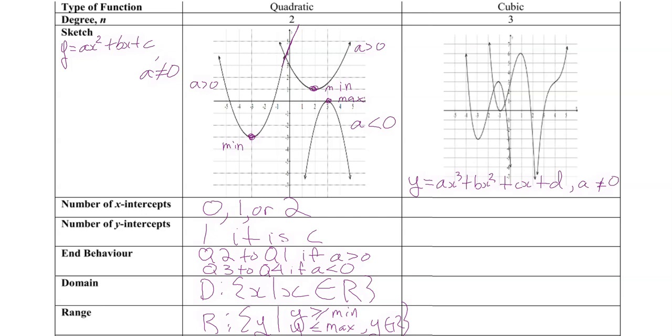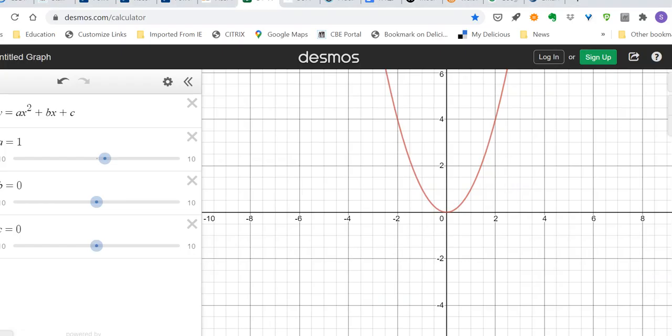Here's the cubic. How many x intercepts does this guy have? 1. How many x intercepts does this guy have? 1, 2. And how many x intercepts does this guy have? 3. Let's go play cubic.